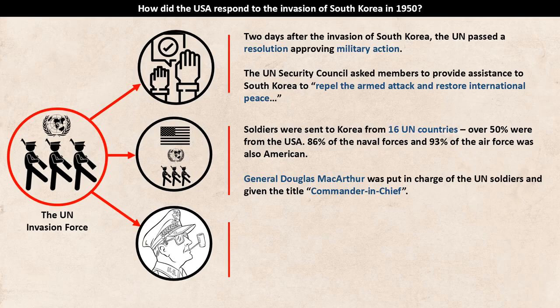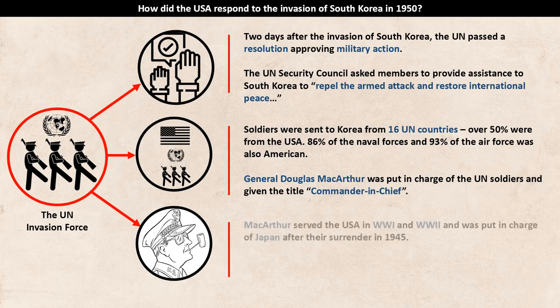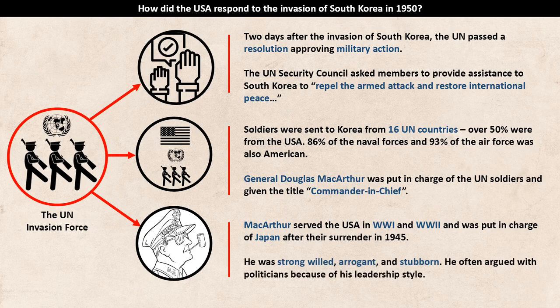Now let's think about the leader of the UN forces, the Commander-in-Chief, General Douglas MacArthur. MacArthur was hugely experienced. He had served for the USA in World War I and in World War II, and then after the Japanese surrender in 1945, he was put in charge of Japan. Now he was very strong-willed. He had a particularly aggressive, arrogant and stubborn leadership style, and that meant that he often argued with politicians because of that. And we're going to see that really come back to haunt him and to haunt America later on in this video. So the United Nations agreed to send soldiers from 16 different countries to support South Korea.